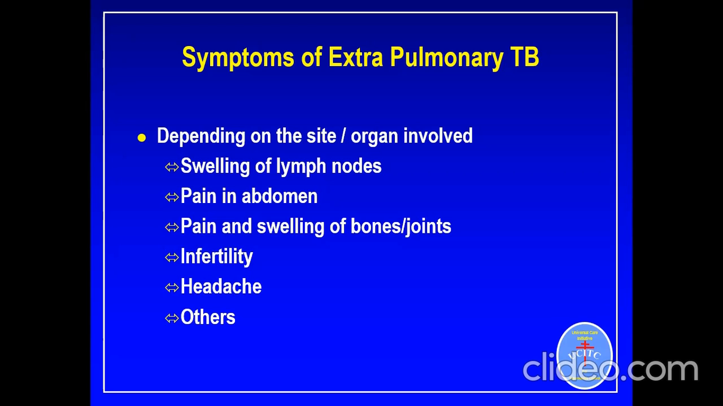Genitourinary tuberculosis. Genital tuberculosis usually in women presents as infertility. Even in men, we have seen infertility as a common presentation of tuberculosis. Headaches, different types of headaches, are common with neurological, that is the central nervous system type of tuberculosis. And of course, if the eye is involved, there is redness of the eye, loss of vision, so many other things.